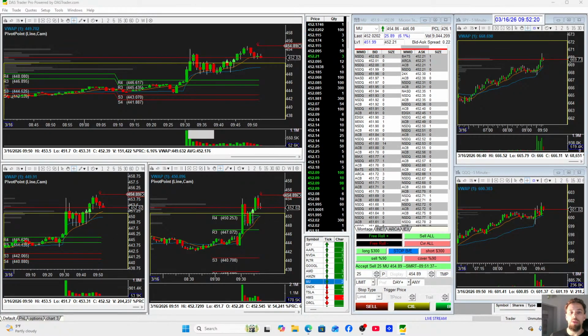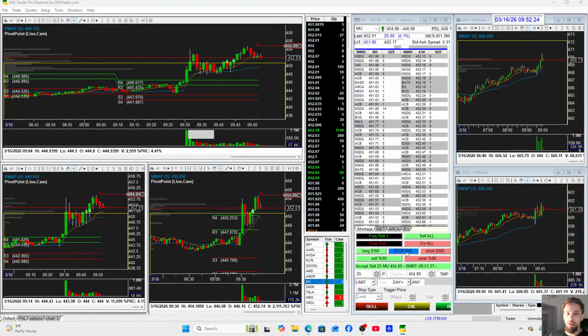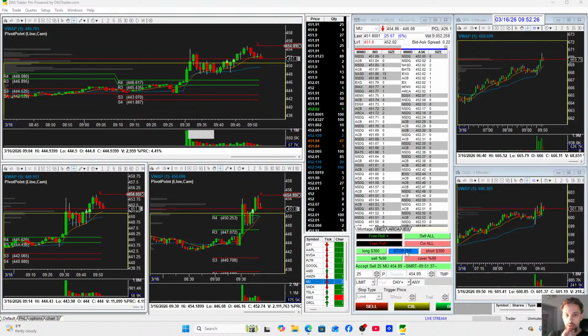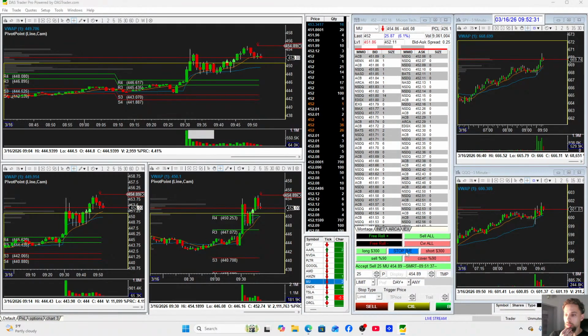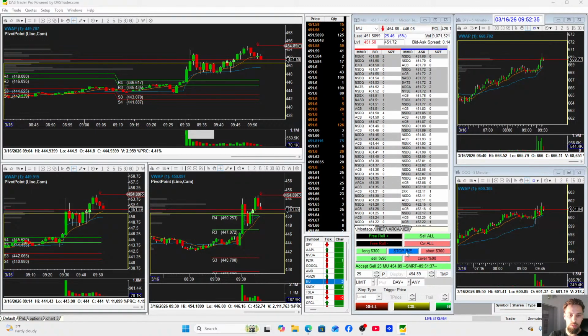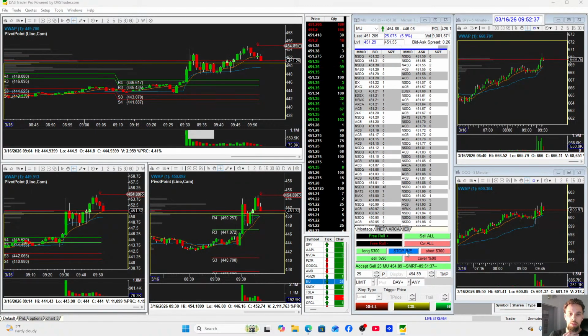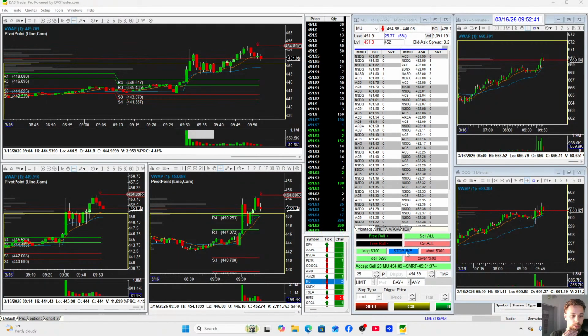Kind of going sideways here. SPY and Qs struggling. Qs are towards the top of a range it's stuck in right now. This price action seems more bearish to me. I need buyers to step in.